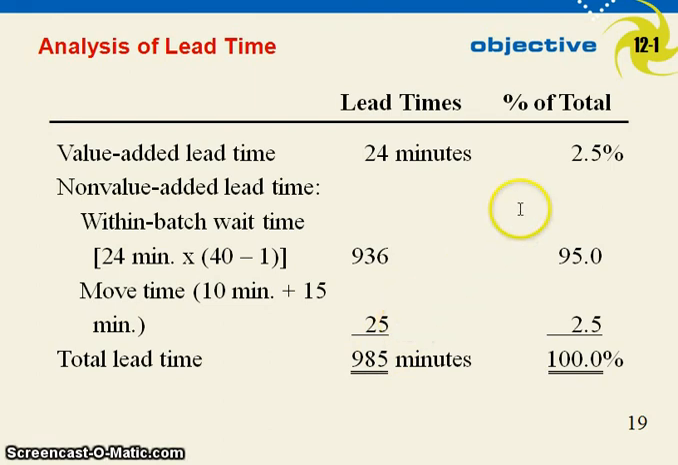So if you think about this, only 2.5%, which is 24 over 985, of the time is value-added time. 97.5% of the time in the process is non-value-added. Okay, so not good. Something you would definitely want to consider with a just-in-time philosophy. The only ways to fix this: have smaller batch sizes so they don't have to sit around for quite as long, and also reduce this move time. Maybe you can locate the processes directly next to each other and you won't have to wait for the forklift guy to come and move things.